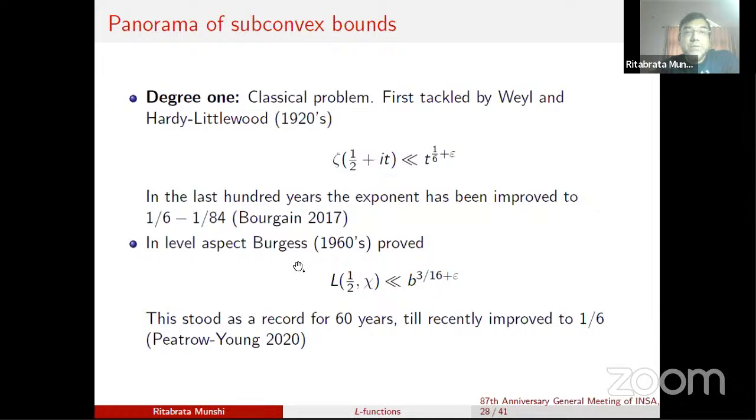Here's another example. Burgess proved that if chi is modulo q, then this is bounded by q to the power 3/16, where 1/4 is the trivial bound. And this stood as a record for 60 years, till recently in 2020, Petrow and Young proved that it can be reduced to 1/6.